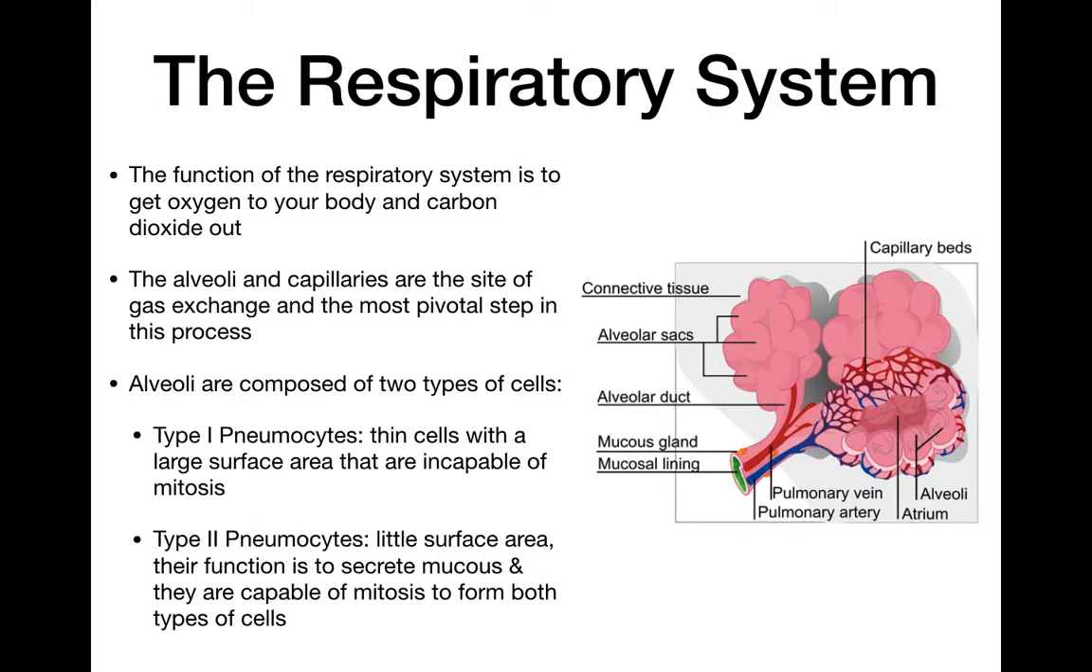The type 2 pneumocytes are these ones down here. They're very small, and their function is to secrete mucus. It's really important that the alveoli don't stick to each other. They're lubricated so when they collapse and get smaller and bigger, expanding, they're able to stay separate and have that high surface area for gas exchange and don't get damaged. So the mucus produced by these type 2 pneumocytes does that. These ones also can do mitosis to make type 1 and type 2 pneumocytes.